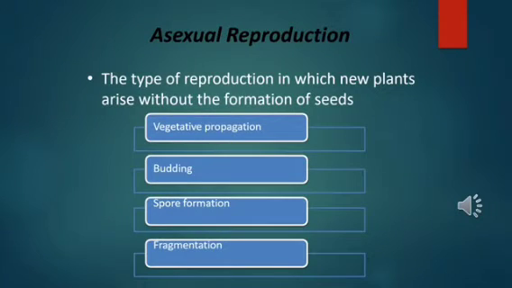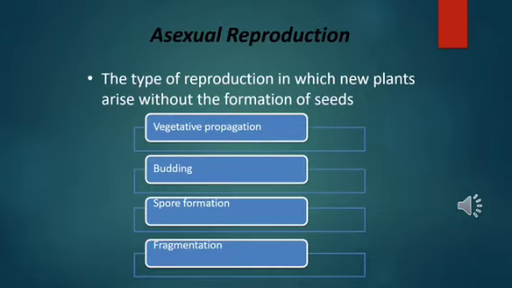So now let us discuss the different ways of how plants can reproduce asexually. Asexual reproduction is the type of reproduction in which new plants arise without the formation of seeds. Here we are going to talk about 4 types of asexual reproduction.